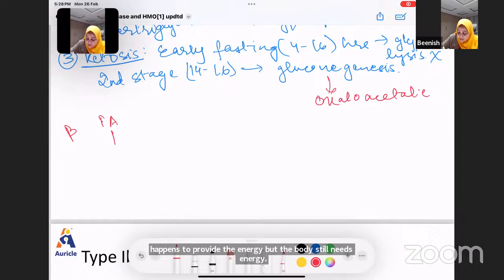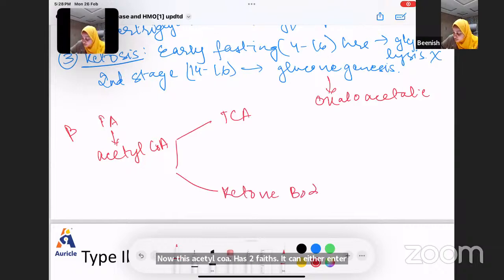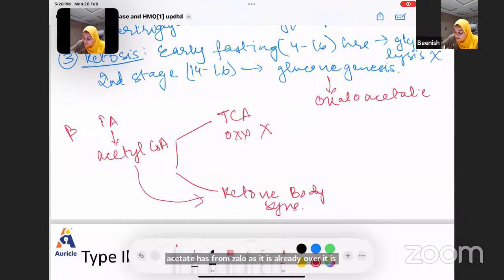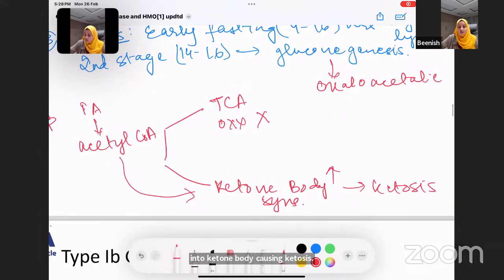Beta oxidation of fatty acids will happen and it will lead to formation of acetyl-CoA. Now this acetyl-CoA has two fates. It can either enter TCA or enter into ketone body synthesis. But we know that TCA needs oxaloacetate, and oxaloacetate is already depleted. So your acetyl-CoA will enter into ketone body synthesis, causing ketosis. So your ketone body synthesis will increase.